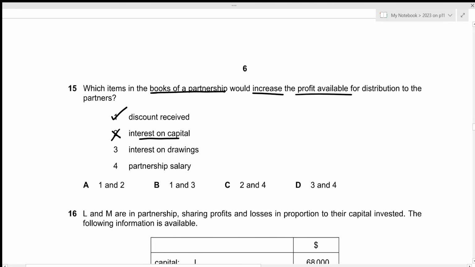Then we have interest on drawings. Now interest on drawings is opposite because this is something that the partnership will receive from the partners. So this will be added to the profit for the year while calculating our residual profit. So this is what we're looking for. And the fourth one is partnership salary. Again, this will be deducted while calculating the residual profit. So this is incorrect. The correct answer we're looking for is 1 and 3, which is given in option B.